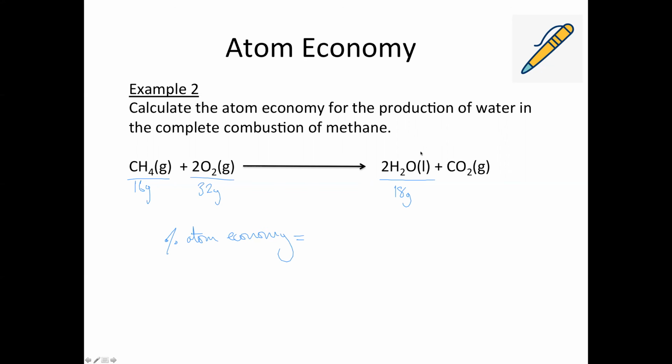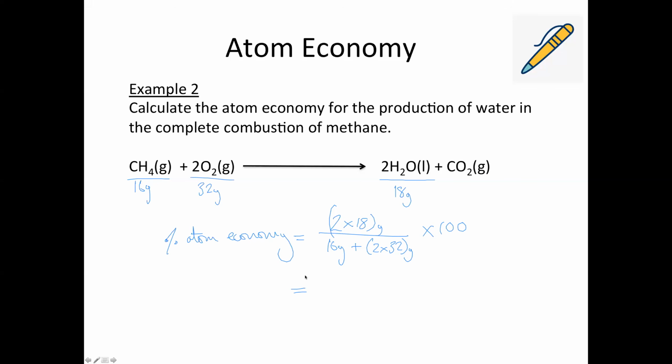So the total mass of desired products, if we were only making 1 mole of water, would be 18, but we're making 2 moles, so that'd be 2 times 18. Then for the total mass of reactants, we've got 1 mole of methane, which is 16 grams, plus 2 moles of oxygen, so that would be 2 times 32 grams, times by 100.